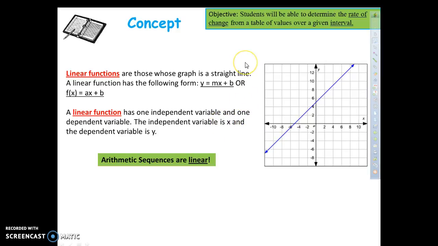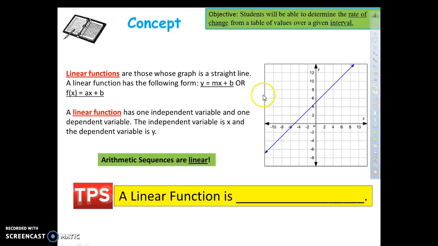And then I want to tie this back into sequences. We just talked about sequences not too long ago. Sequences that are arithmetic, where we add or subtract by a constant value, those are linear functions. So a linear function is a function that has the form y equals mx plus b. Also notice it has a constant rate of change, that the rate of change is constant.